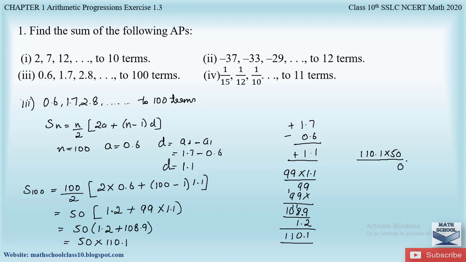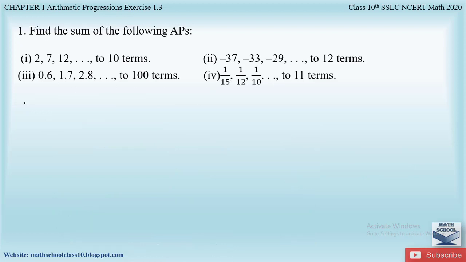Let this 0 come here because 0 into anything is 0. So 5 1s are 5, 5 0s are 0, 5 1s are 5, 5 1s are 5. So the decimal point will appear after one digit, so after this 0 we are adding the decimal point. Therefore the result is 5505. Therefore S100 is equal to 5505. Therefore the sum of 100 terms of the AP is 5505.